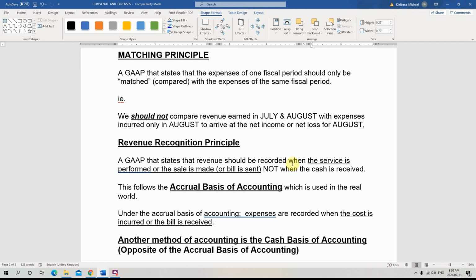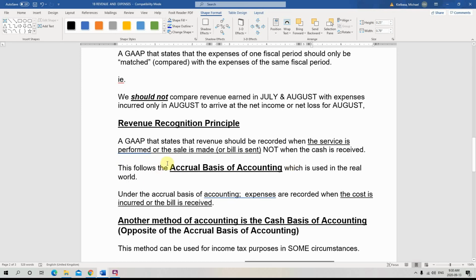Okay? Now, under this same accrual basis of accounting, when do we record expenses? We record expenses under the accrual basis of accounting when the cost is incurred. So when we actually incur, what's another word for incur? Generate the cost, okay? Or when we receive the bill, okay? So now that's what we're going to primarily use.